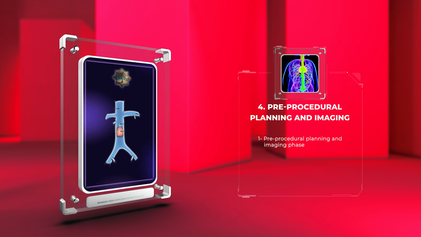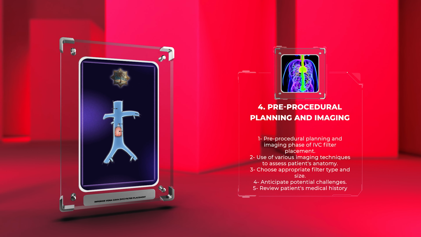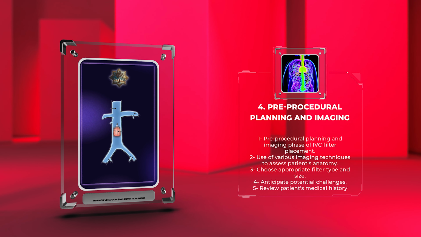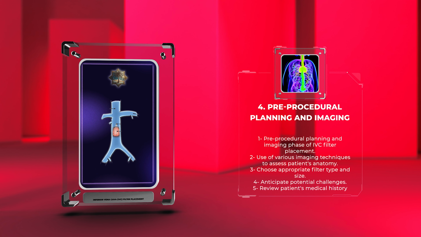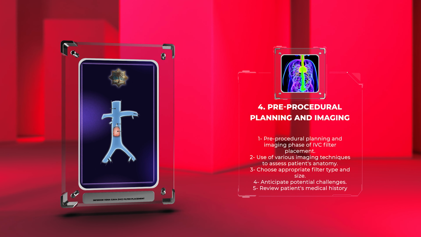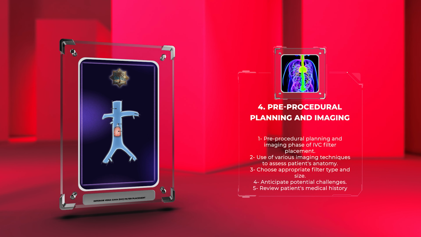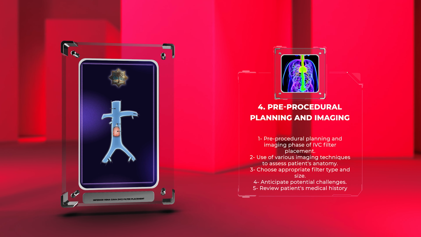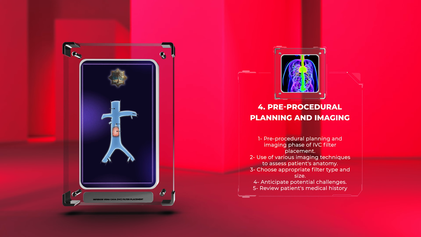During the pre-procedural planning and imaging phase of IVC filter placement, various imaging techniques such as ultrasound, CT, and MRI are used to assess the patient's anatomy, choose the appropriate filter type and size, and anticipate any potential challenges. This involves reviewing the patient's medical history and laboratory results and having collaborative discussions with the healthcare team.